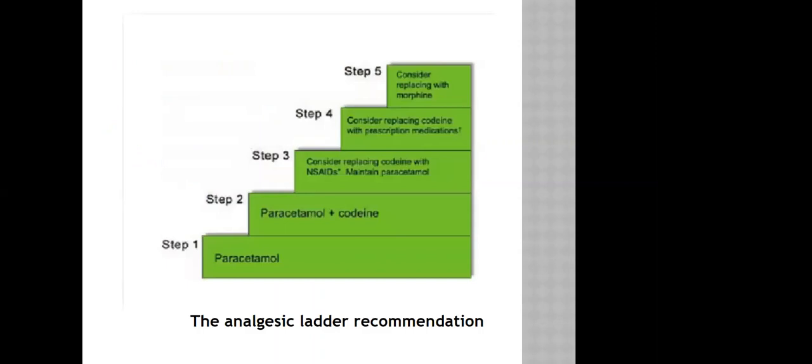So here is the recommended analgesic ladder. The first step, we are giving paracetamol. Second, paracetamol plus codeine. The third step is considering replacing codeine with NSAID, maintaining paracetamol. Step 4, consider replacing codeine with a prescription medication. And step 5 is consider replacing with morphine.